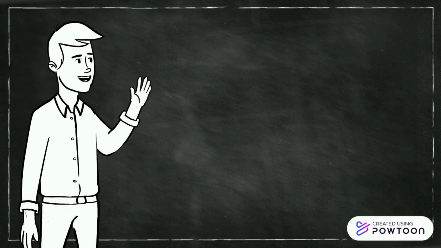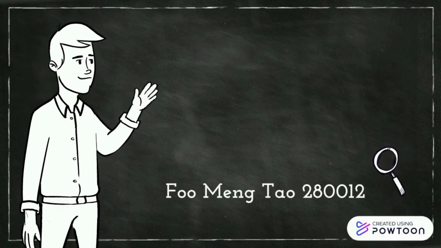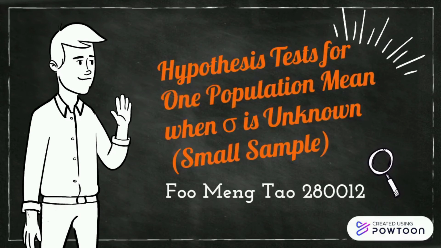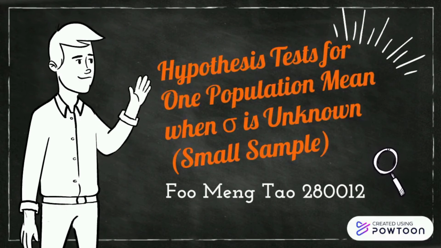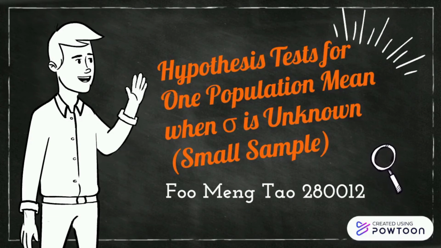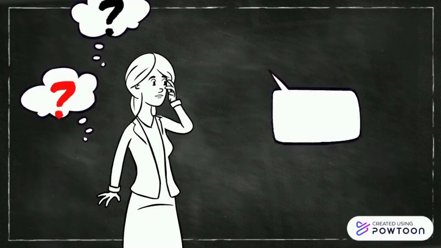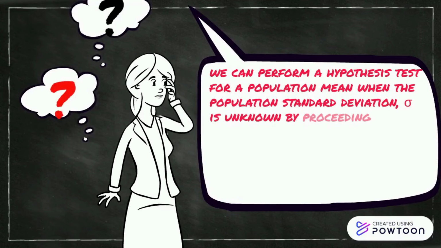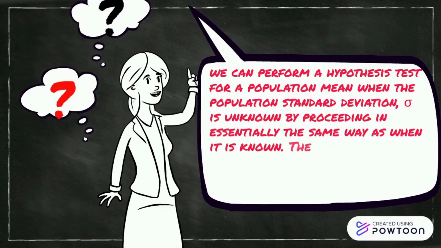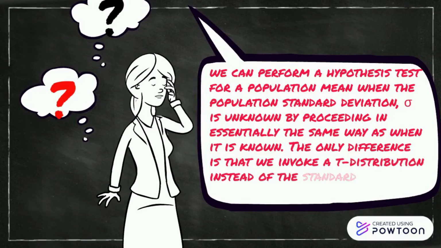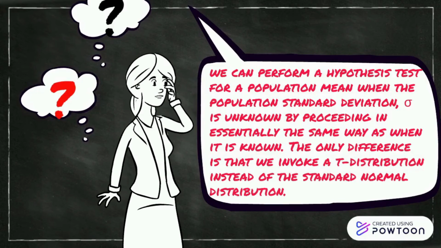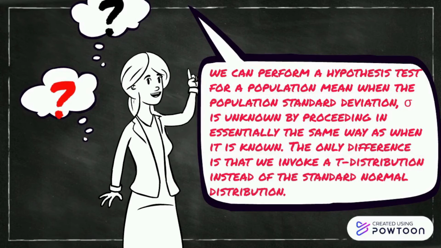Hello everyone, my name is Fu Meng Tao and today I'm going to explain the hypothesis test for one population mean when the population standard deviation is unknown for a small sample. We can perform a hypothesis test for a population mean when the population standard deviation is unknown by proceeding in essentially the same way as when it is known. The only difference is that we invoke a t-distribution instead of the standard normal distribution.